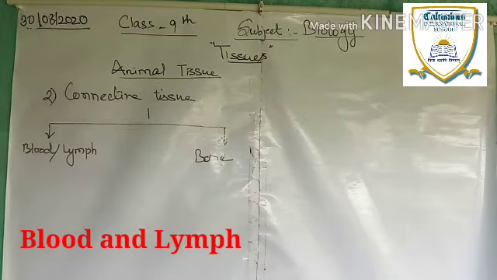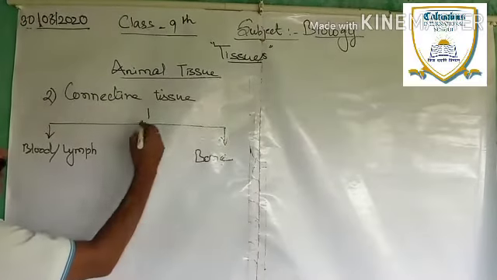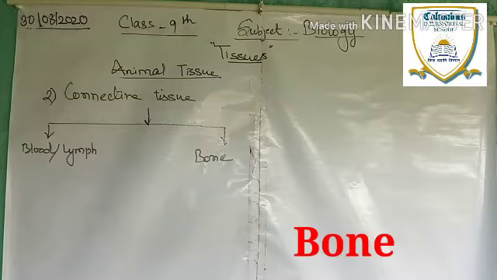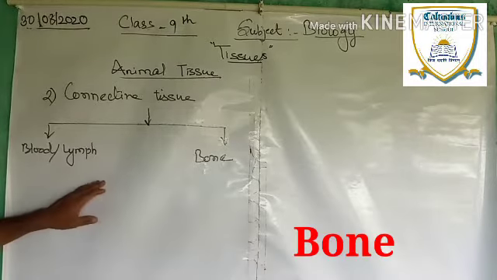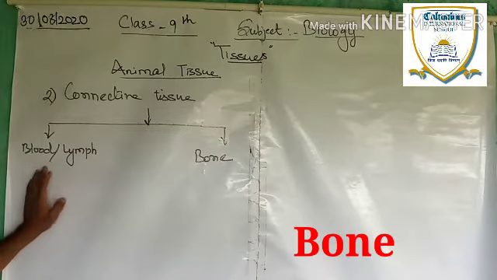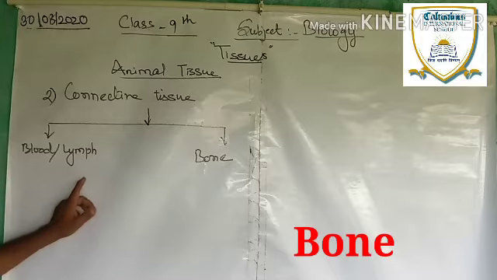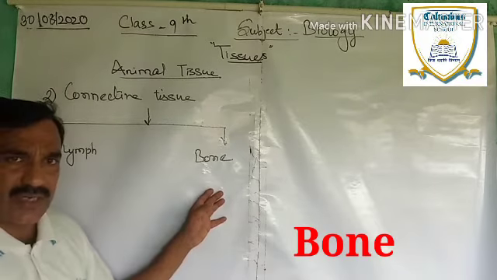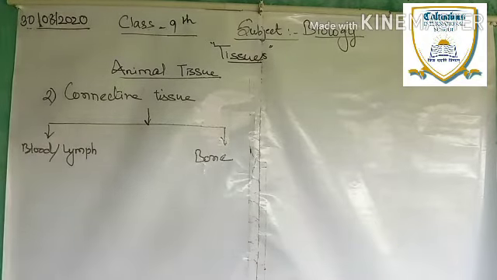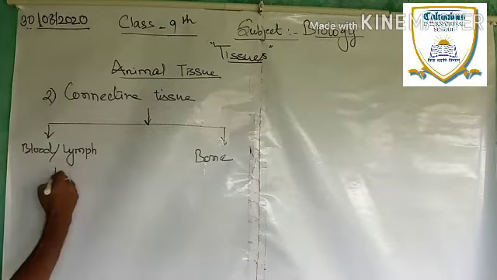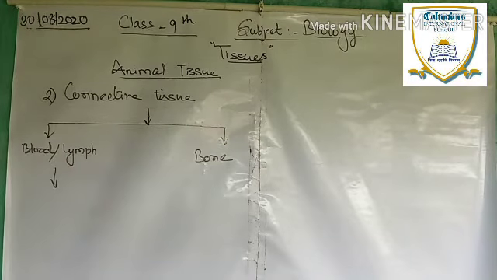Okay. So again, connective tissue may be of liquid nature or solid nature. If it is of liquid nature, it will be blood and the lymph, and in solid state it will be the bone. Now let us start with blood. You know very well about the blood.